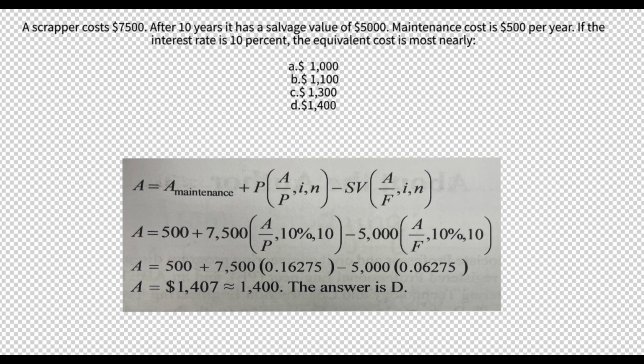Now, we will calculate each component step by step. 1. Initial cost minus salvage value, P - S, equals $7,500 - $5,000 equals $2,500. 2. Annual maintenance cost equals $500 per year. 3. Interest rate i equals 10%, or 0.10 as a decimal. 4. Number of years, N equals 10 years. Next, we'll calculate the (P/A, i, N) factor.